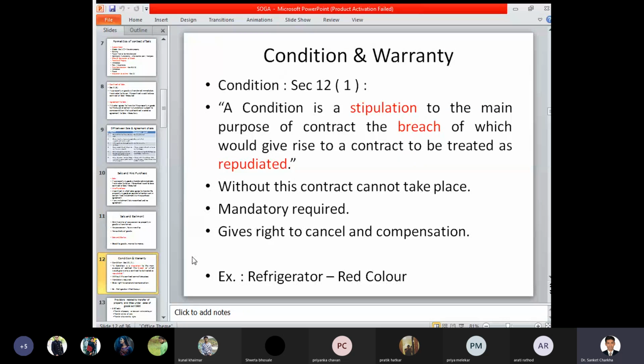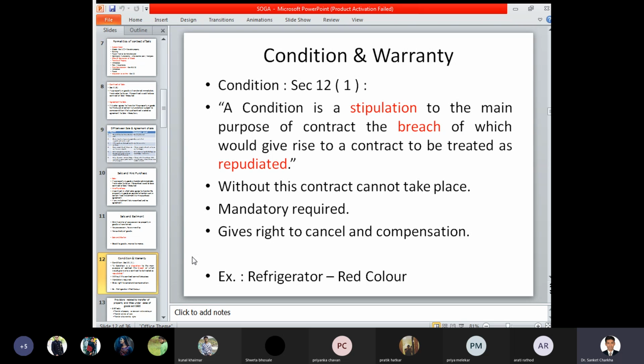It gives the right to cancel and compensation. So at this stage you get a certain right, whether you are a buyer or a seller, to cancel that particular contract, and accordingly if any losses have been incurred, if any amount has been expended, then you can claim compensation or damages also. So in this case, what is the condition? Condition is specifically a stipulation. The words stipulation, breach and repudiated play an important role whenever you write a definition in your examination.